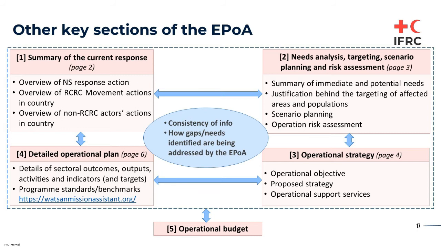And last but definitely not the least, we have the detailed operational plan on page 6 of the EPOA template, where the National Society response plan is laid out in detail, and where we will find the selected outcomes, outputs, indicators, activities, and targets. Under the section on detailed operational plan, I would like to highlight a heading called Program Standards or Benchmarks, where the National Society outlines some of the key standards or benchmarks taken as a guidance or reference while planning and implementing activities.